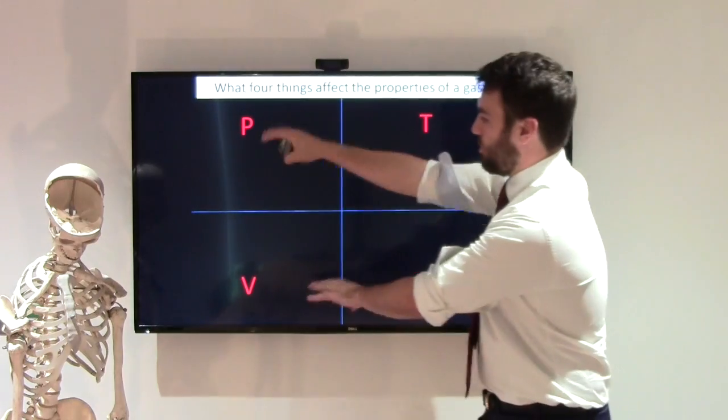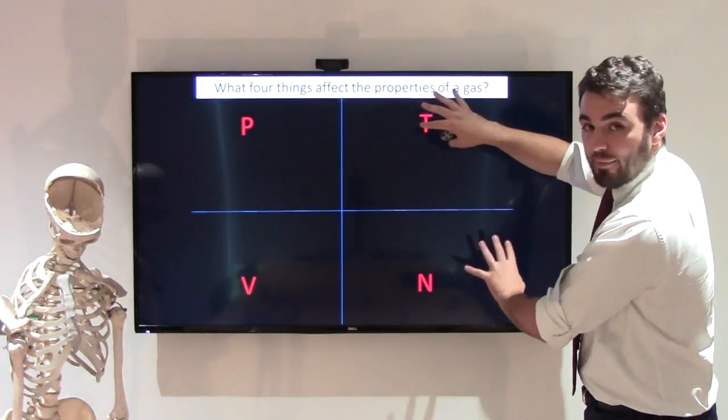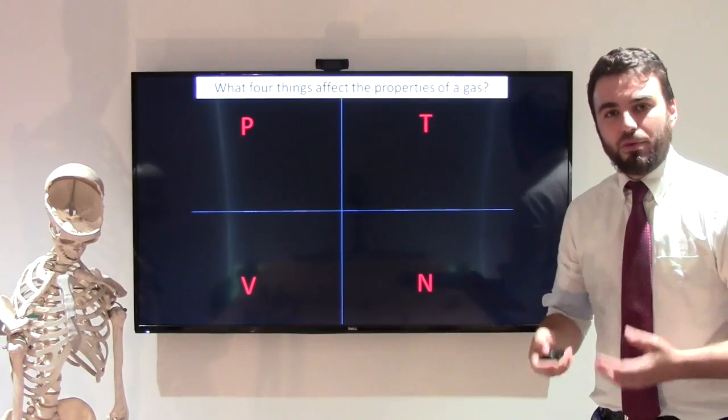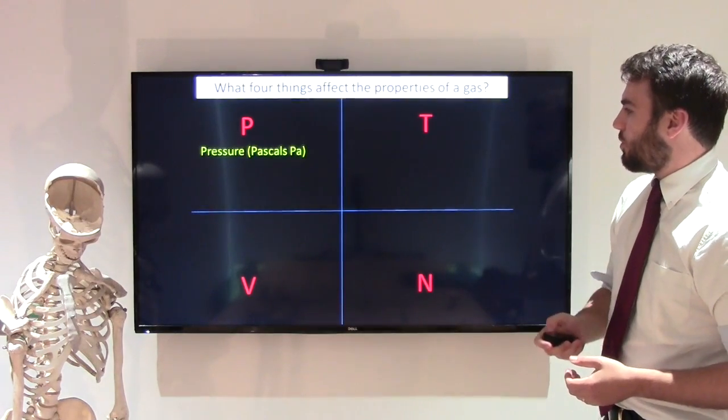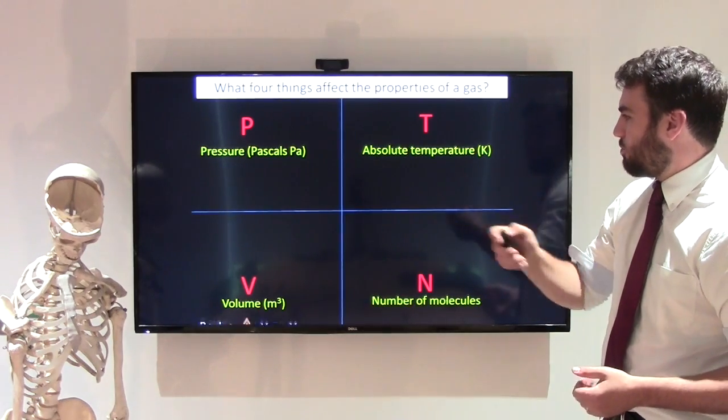Okay? Now if we're going to change two of these, look at how they affect each other, we want to keep the other two constant. And they ask you for assumptions. So let's look at this. Pressure, volume, absolute temperature, number of molecules. Which one do we want to relate?